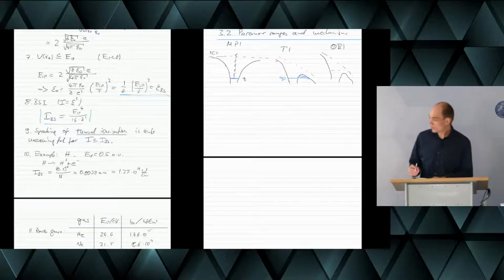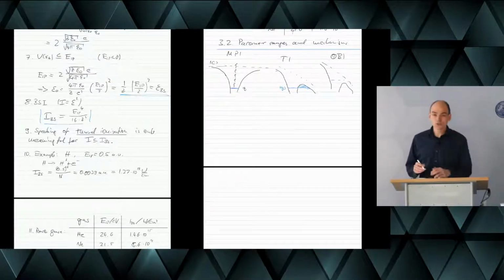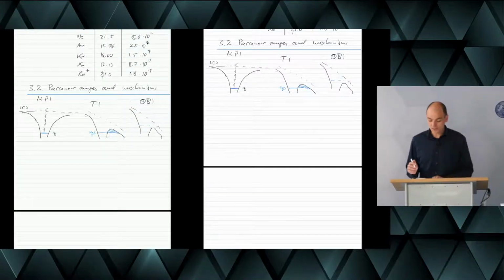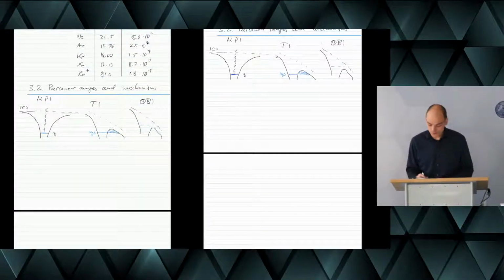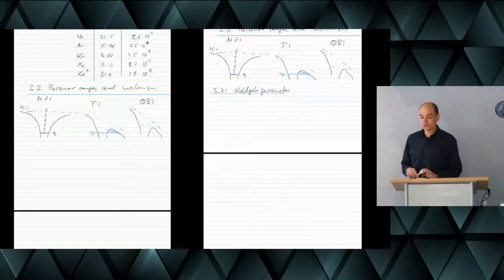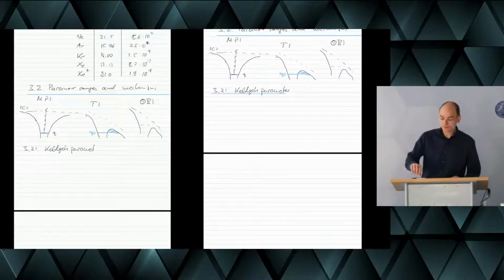Okay, but when should we think about multiphoton ionization? When should we think about tunnel ionization? And this is the Keldysh parameter, 3.21 Keldysh parameter. And before we derive this, we briefly switch to the PowerPoint presentation, please.